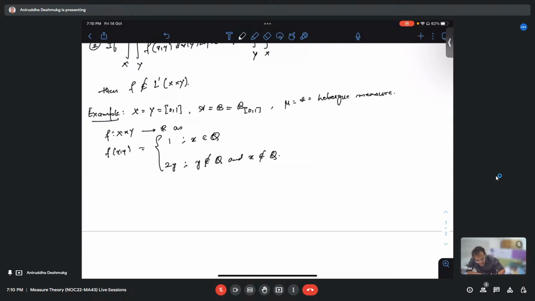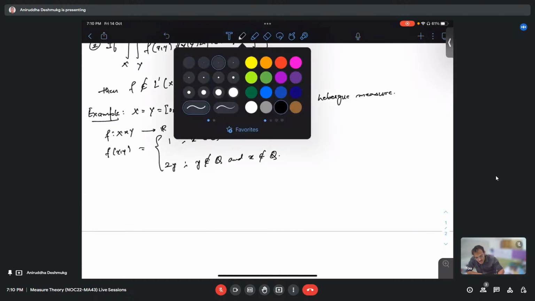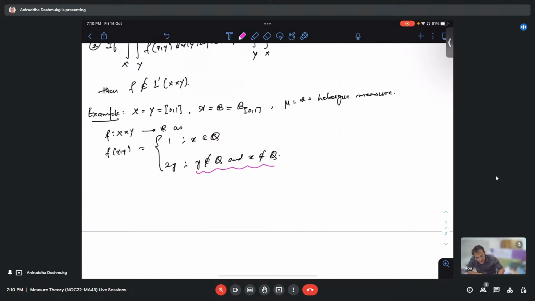One can ask what happens when x is rational but y is not rational. In that case it has to be 1, because this condition is satisfied only when both things are satisfied. If x is a rational number, then this is not satisfied. Similarly, if y is a rational number, then this is not satisfied. So perhaps I should write: if x or y is any of these, it is 1, otherwise it is 2y. One cannot draw the graph of it. The rational set has some different values, the irrational set has some different values.